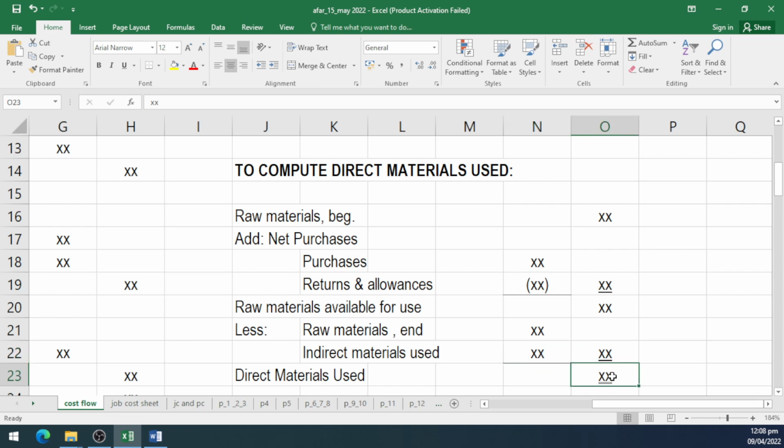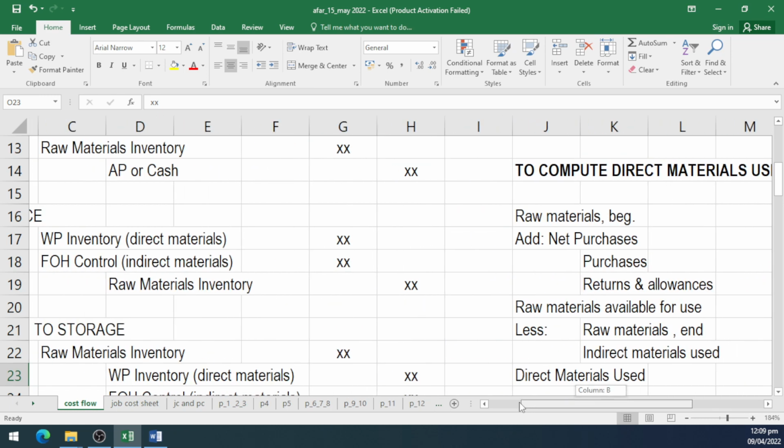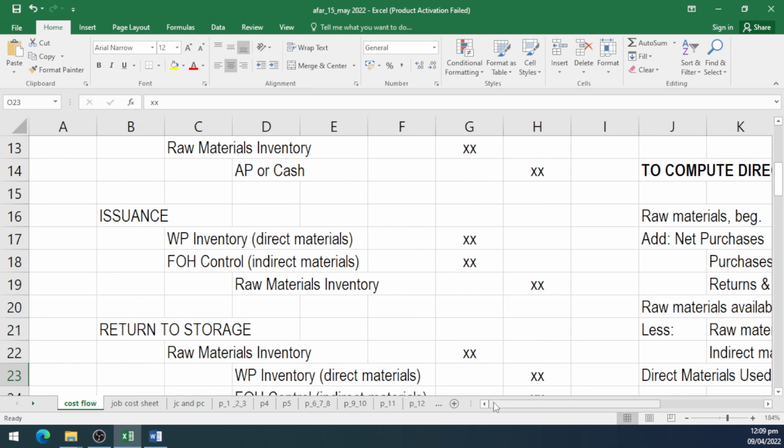Overstated itong mako-compute yung direct materials used. We are computing for direct materials used. Kaya, yung indirect materials used together with the raw materials ending, that will be deducted dun sa total raw materials available for use. Yan po ang pag-compute ng ating raw materials.